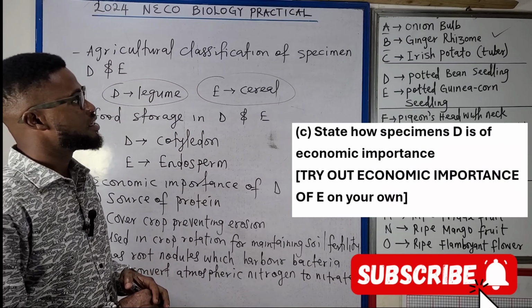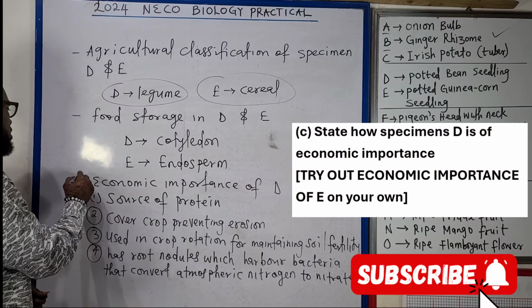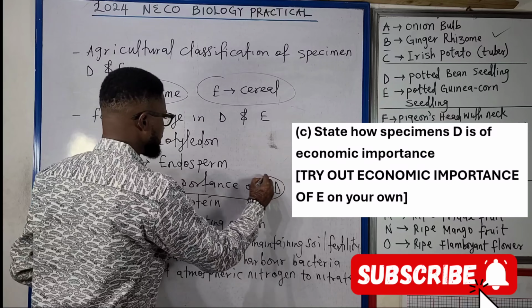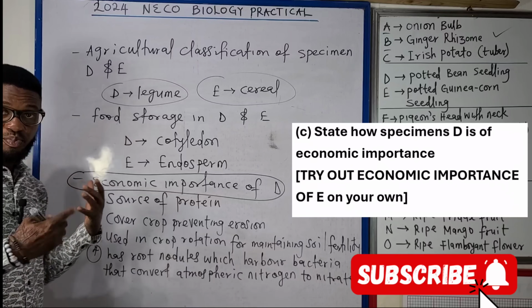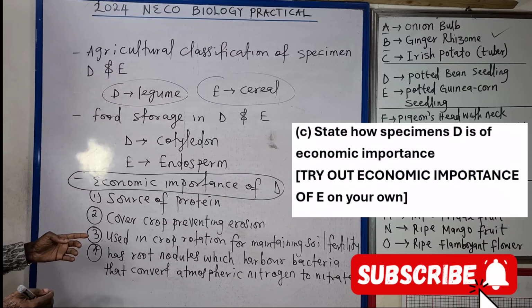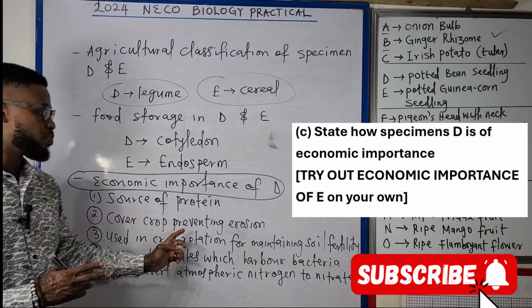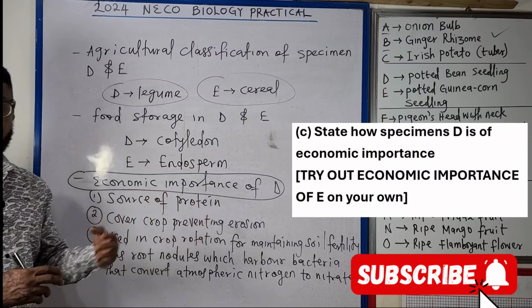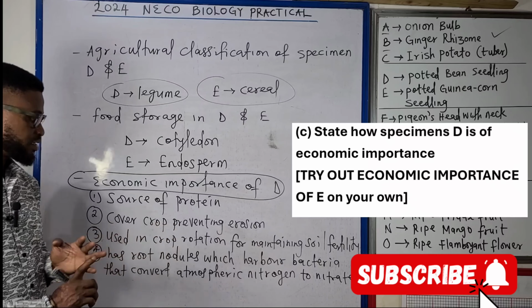Now, to the next question, as you can see on your screen, we were told to state the economic importance of specimen D, talking about the bean seed here. It's a source of protein. We all know that. And also, it provides a cover crop, preventing soil erosion.